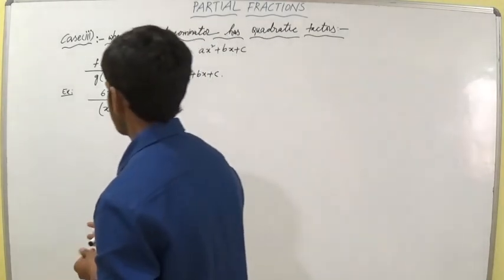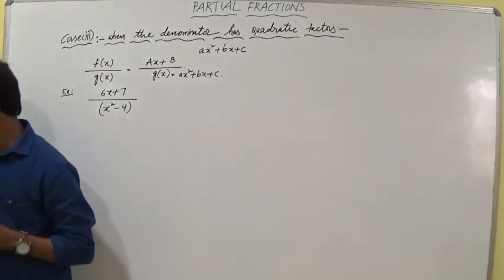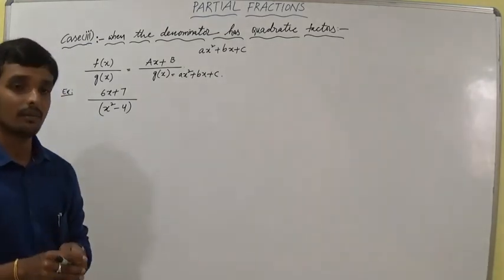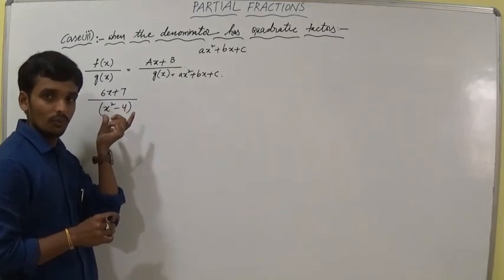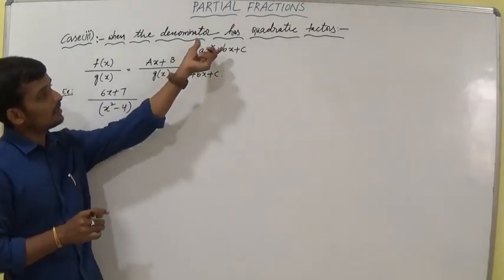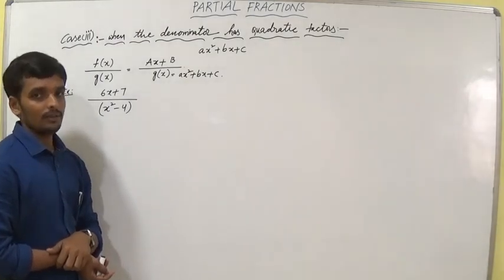If you observe here, the degree of the denominator is 2. Why? Because it has x square. So we can use the third method, that is the quadratic factor form.